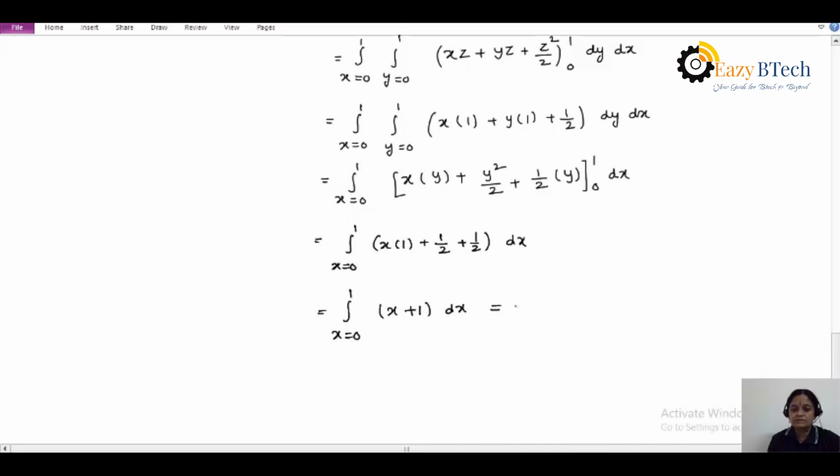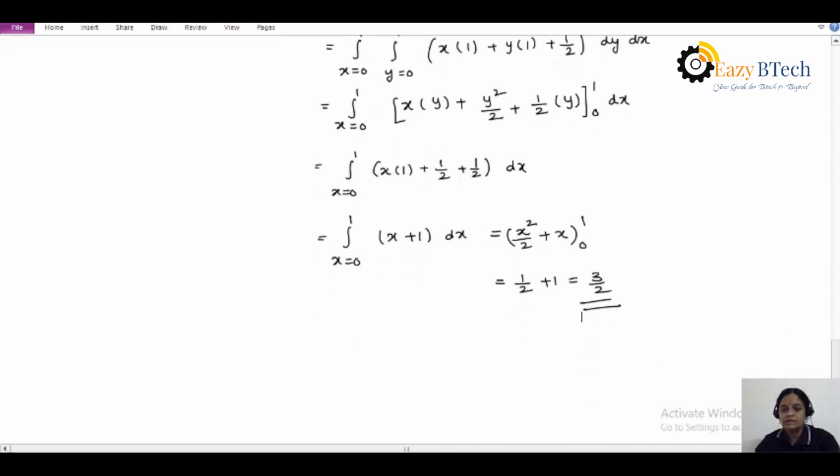So now with respect to x integration, x square by 2, and for 1 the integration is x, from 0 to 1, substituting upper limit: 1 by 2 plus 1, because the lower limit is 0, that's why I am not substituting here. 1 by 2 plus 1 is nothing but 3 by 2, which is the final answer of this question, taken over the volume bounded by the planes.